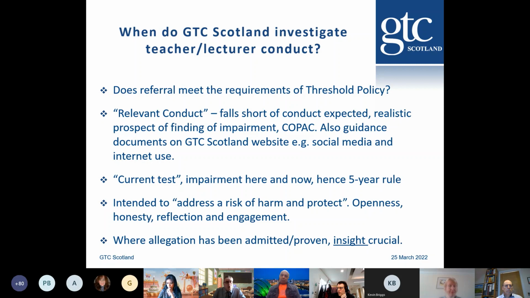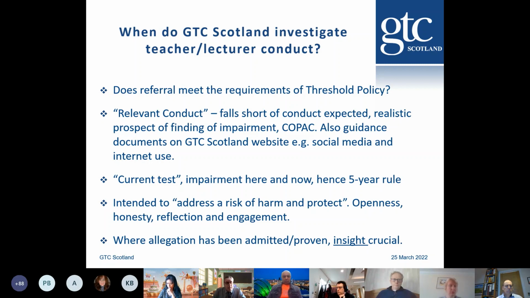We investigate what is referred to as relevant conduct. So that's conduct that falls short of the conduct expected of registrants. It's where there's a realistic prospect of a finding of impairment, and the behaviours where that would happen are identified in COPAC. COPAC is the Code of Professionalism and Conduct, just to be absolutely clear.